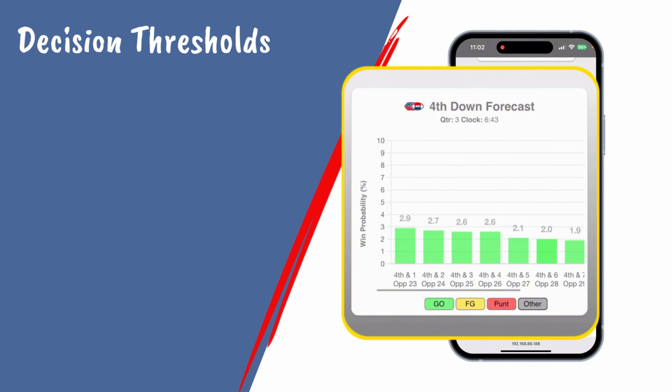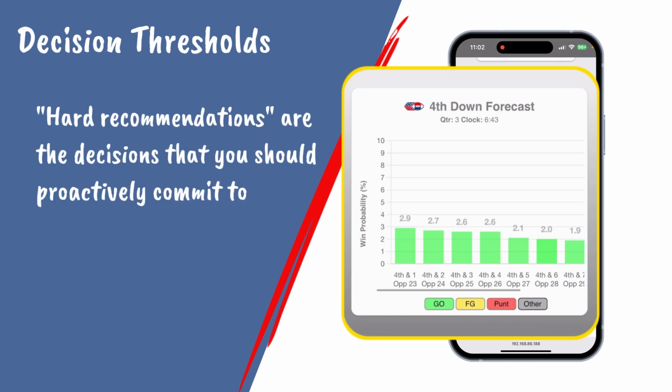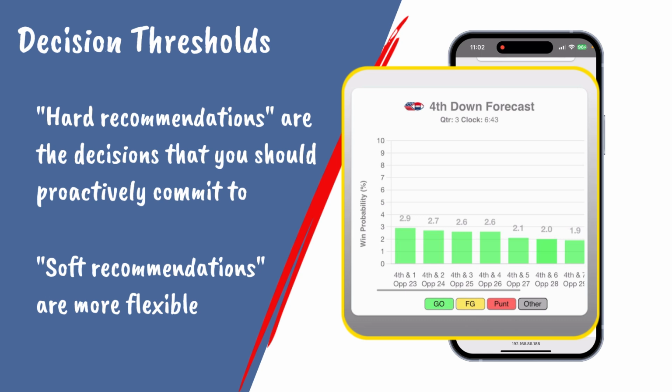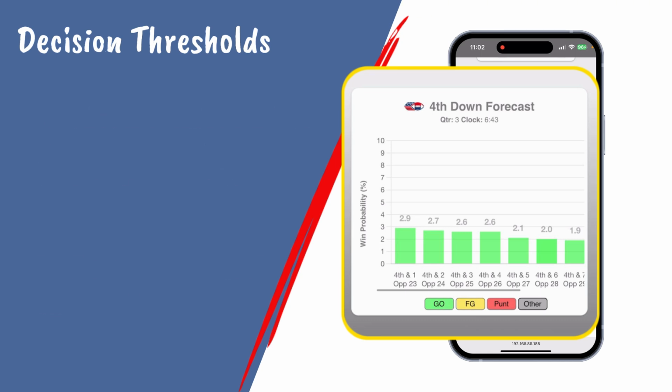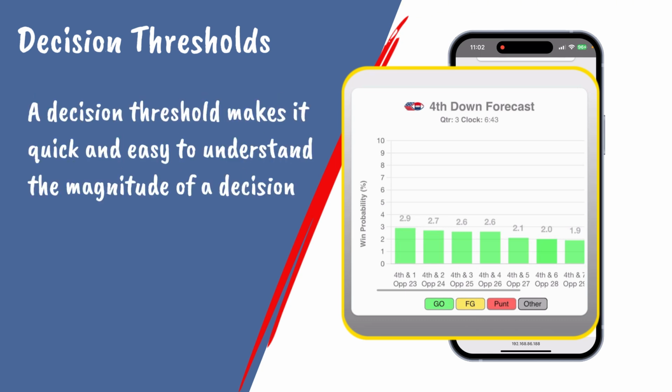Hard recommendations are the decisions you should be proactively committing to, like deciding on first down that you're going for it if you end up facing 4th and 3 or less. For soft recommendations, you keep your decisions more flexible. Using a decision threshold with hard and soft distinctions makes it quick and easy to get context about the magnitude of a decision so you can coach accordingly.